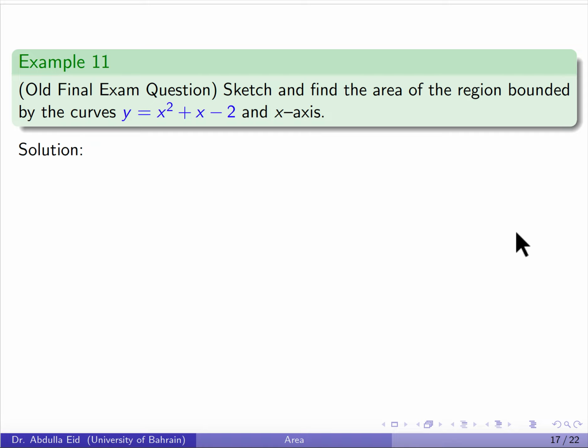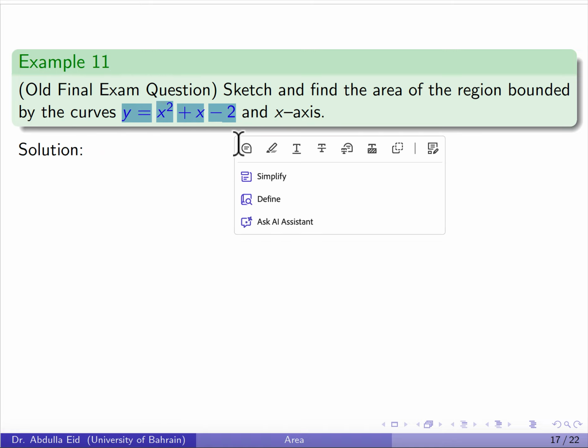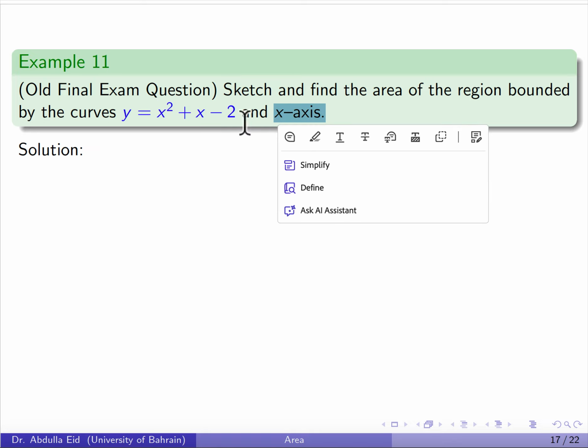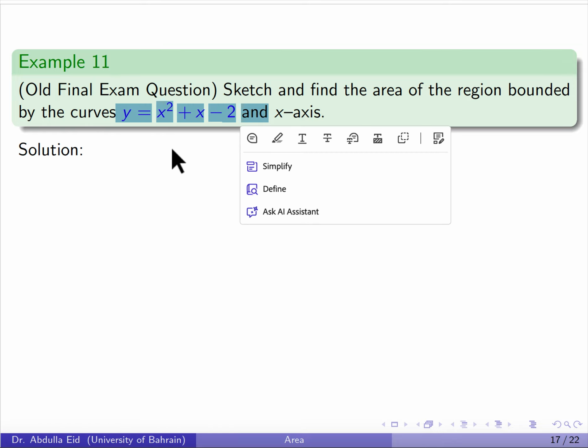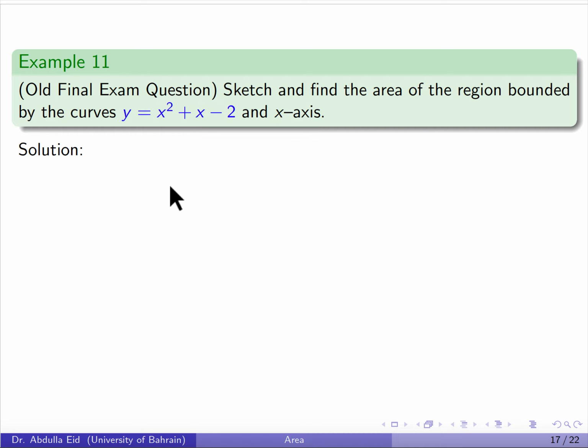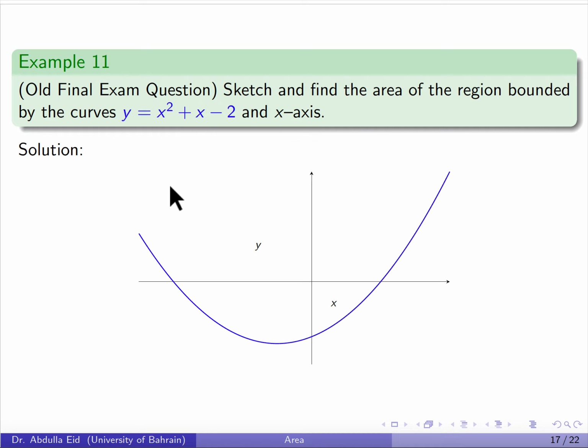Now, this is an important question here. Here, I have only one curve, which is the blue curve. Again, this will be a parabola, open upward, and the x-axis. So the first step, you need to find the vertex, because this is one of the standard parabolas, which is negative b over 2a. And then you need to graph the parabola, which I've already done here for you.